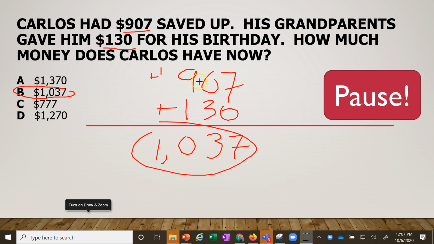All right, check your answer again. We add these two numbers because he had some money, he got some more money, and the question asks, how much money does he have now? Well, he's got $1,037.